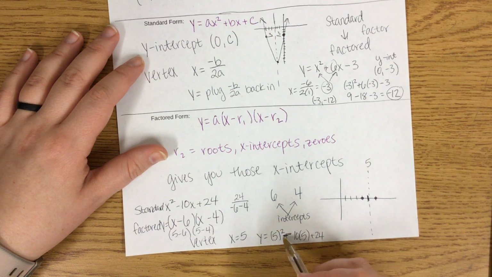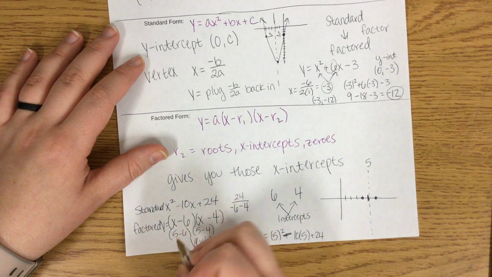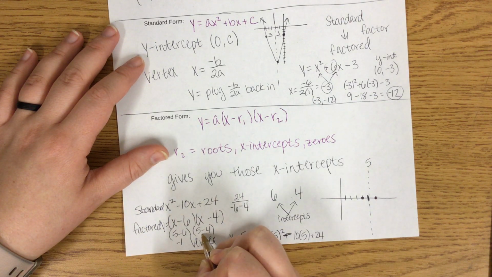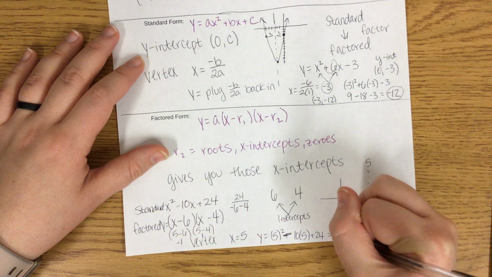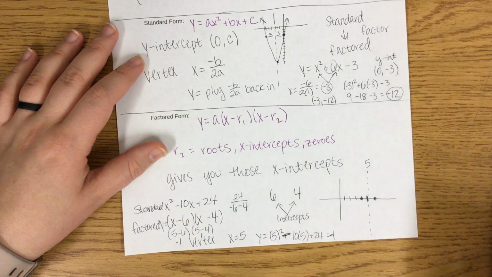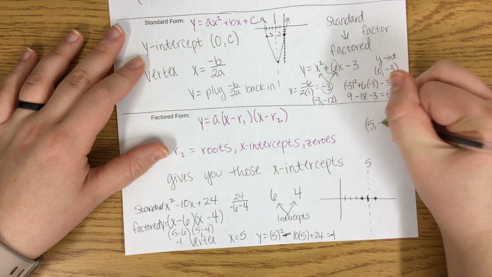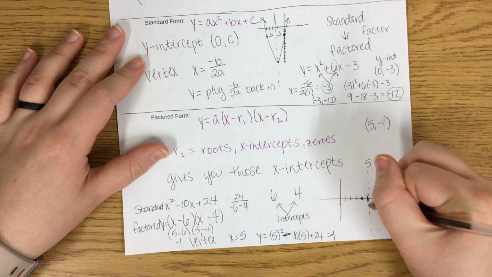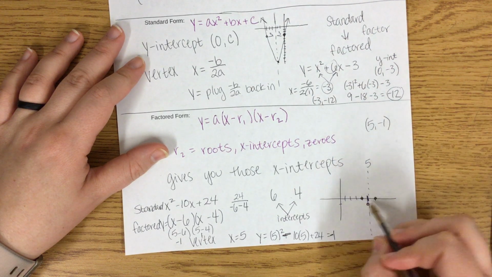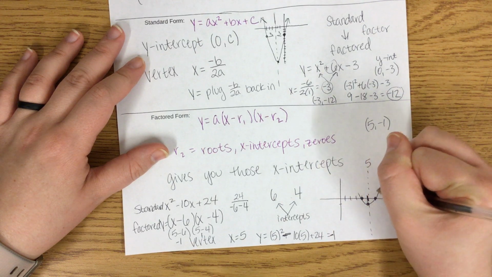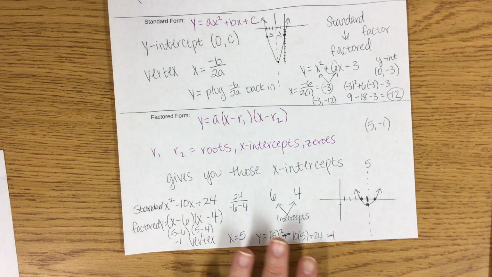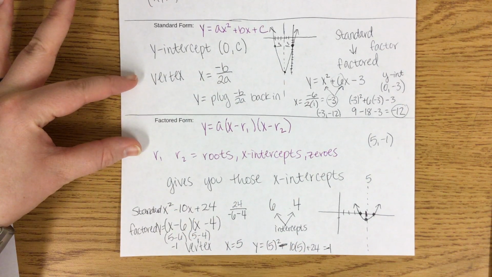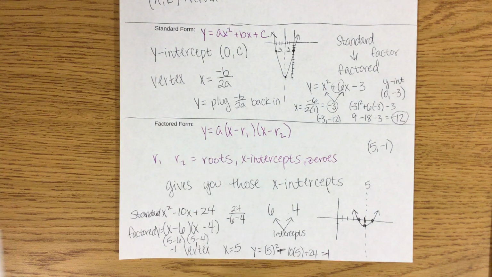So 5 squared would be 25 minus 50 plus 24. This will probably be quicker. So 5 minus 6 is negative 1 times 1. So I'm going to get that y equals negative 1. So that means my vertex, I'm sorry it's got a little messy, is at 5, negative 1. So if that's my vertex and I have my 2 x-intercepts right here, there's my graph. Okay. So your homework is going to focus mostly on these 2 forms, and then we'll talk more about the vertex form tomorrow.